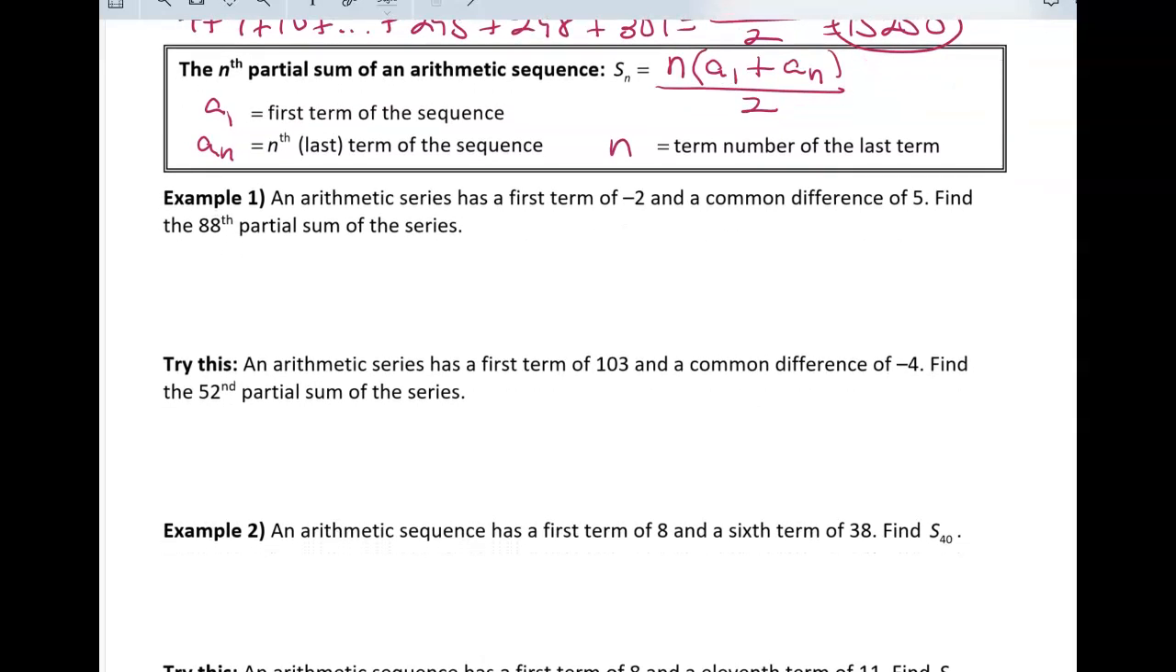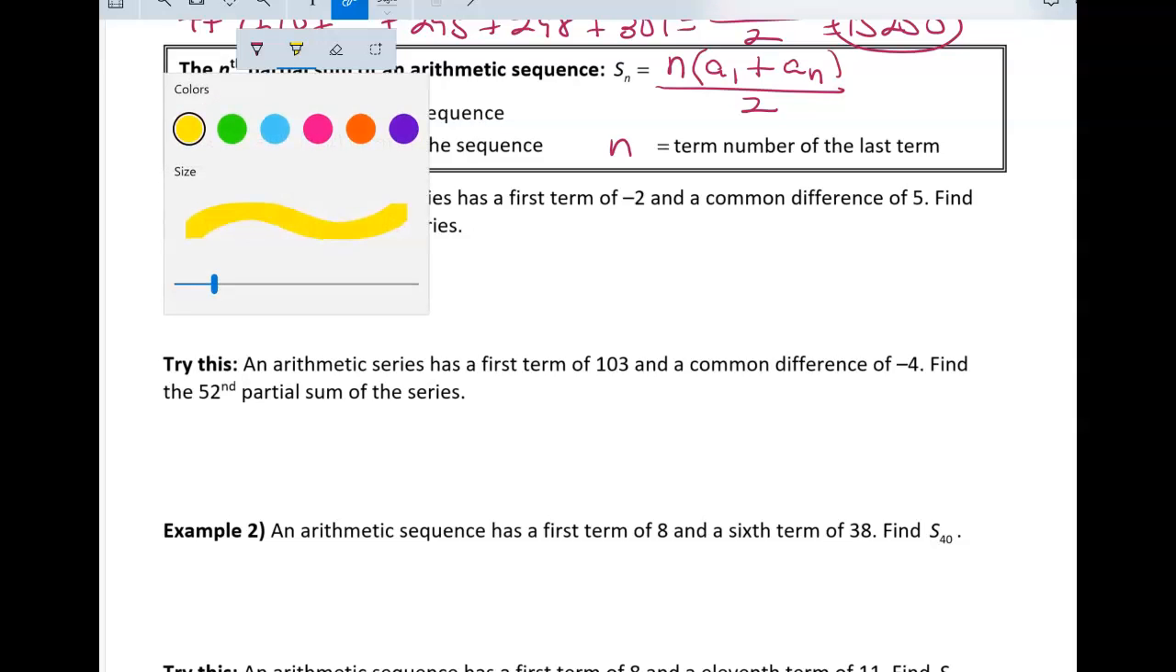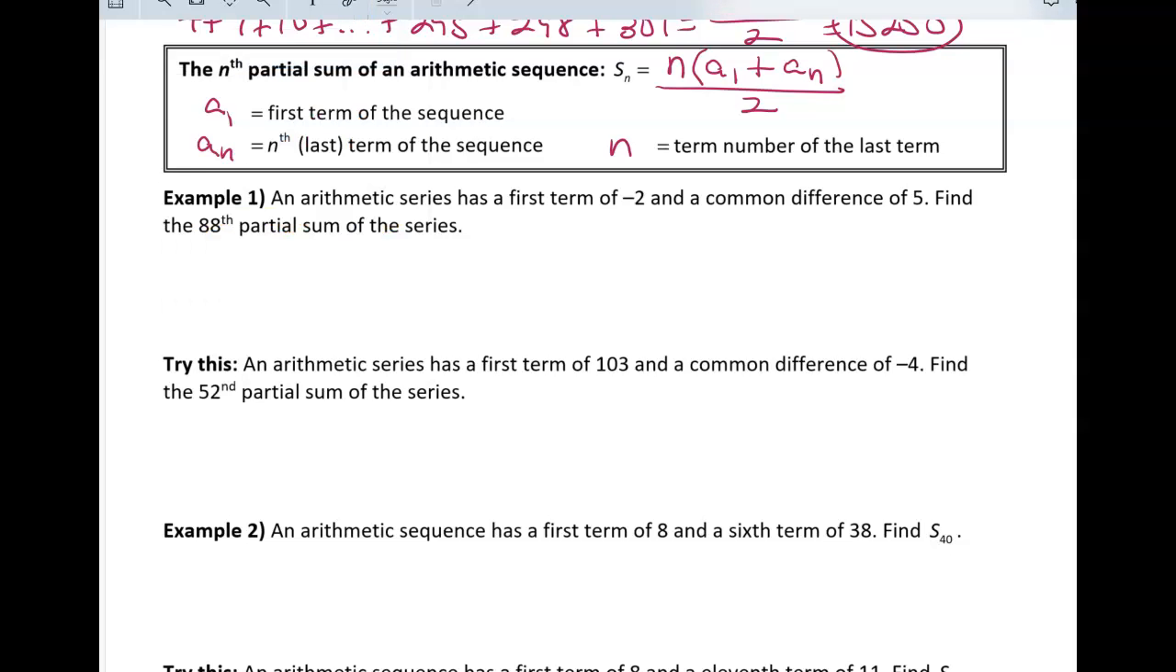So now let's put this to use. In example 1, we have an arithmetic series that has a first term of -2 and a common difference of 5. We're going to find the 88th partial sum of the series. Let's think about the things that we know and the things that we need to know in order to use this sum formula. We need to know n, the number of terms. Well, that's covered by the 88th partial sum. We want to know the sum of 88 terms, so n is 88.